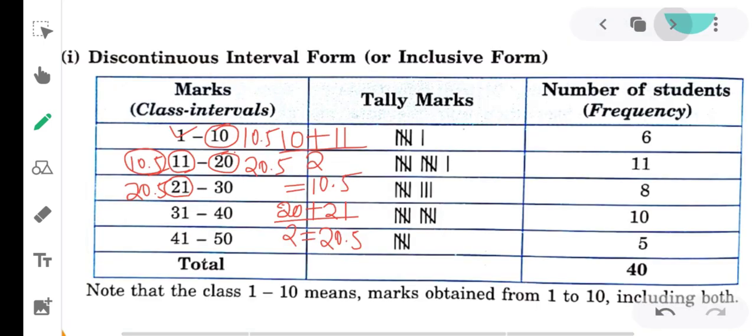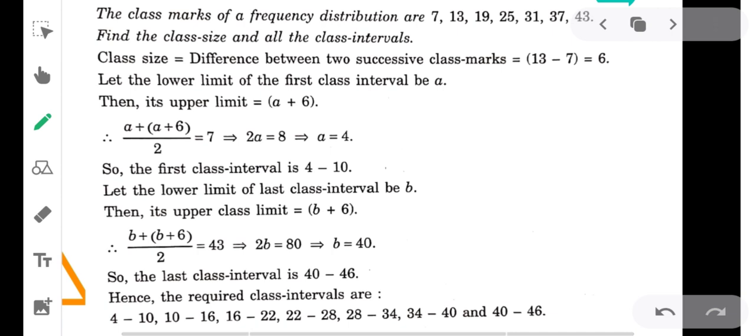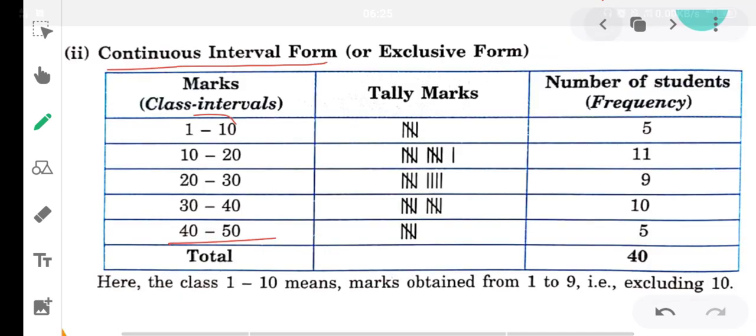Then class size. Class size means the difference between the true upper limit and the true lower limit of a class. Let's take this class, and the difference between true upper limit and true lower limit. This is the exclusive form. In exclusive form, the true upper limit and true lower limit will be the same as our upper limit and lower limit.